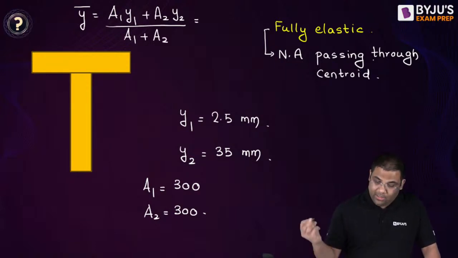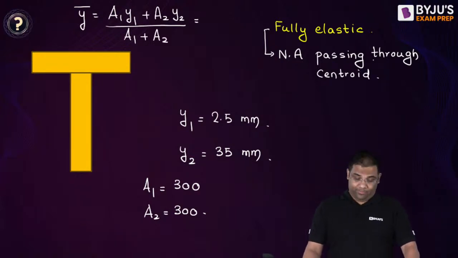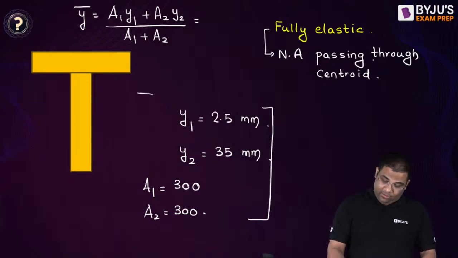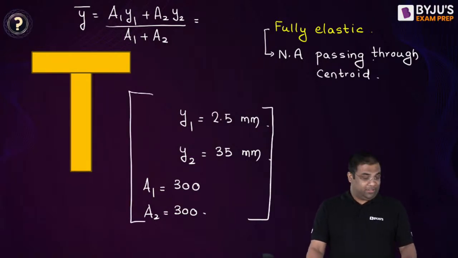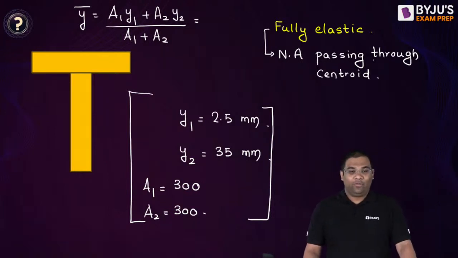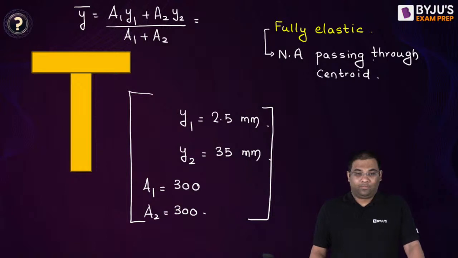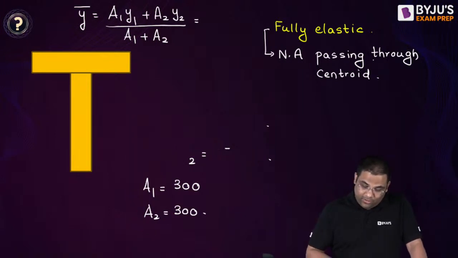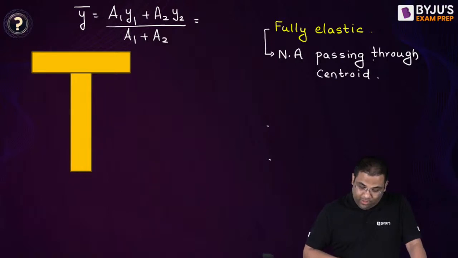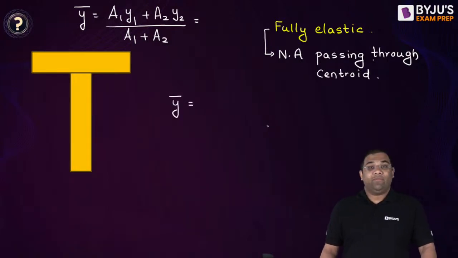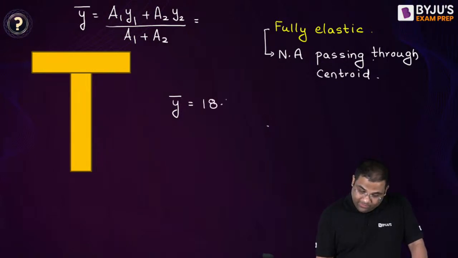So, can you give me the y bar value, the centroid depth from the top? Use these values and tell me the centroid depth from the top. Chalo, you have to do the calculation. Okay, I'll also do it, but you have to do it. Then only you will learn. This is a simple formula of centroid: y1 a1 plus y2 a2 by a1 plus a2. How much are you getting? 18.75? Yes, you are getting 18.75. You put the values, you will get 18.75. And this is from the top.